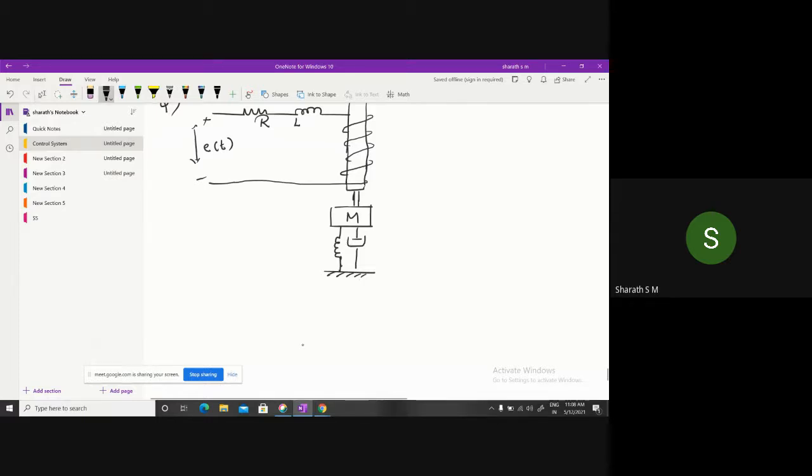This is the given electromechanical system. This is the mechanical system, and this one is the electrical system. The combination of electrical as well as mechanical, we call it an electromechanical system.